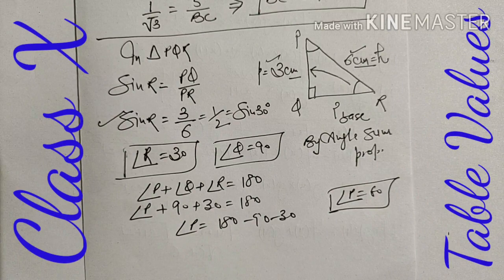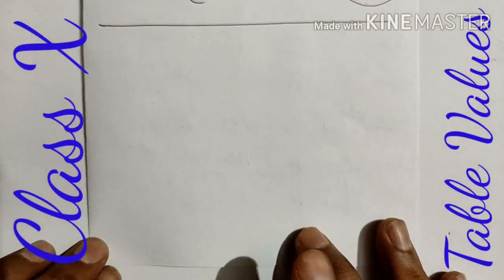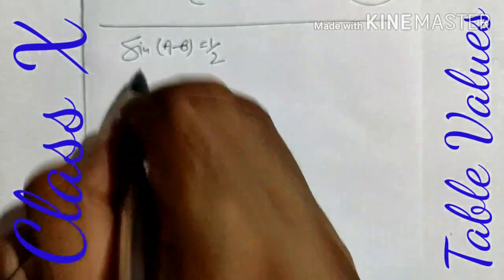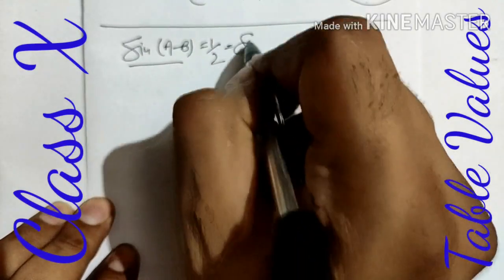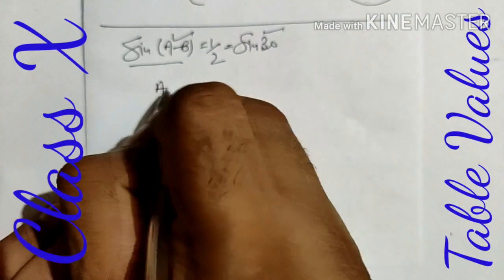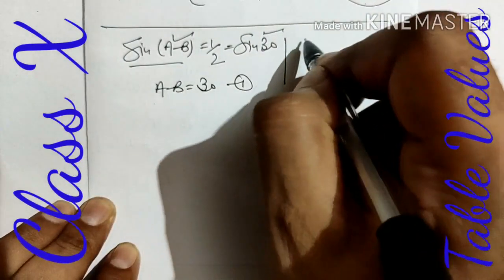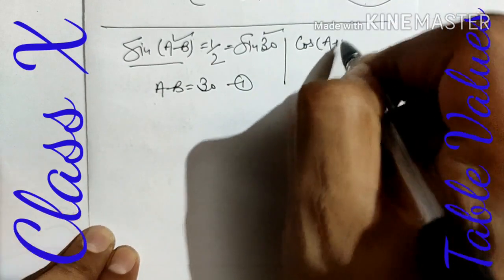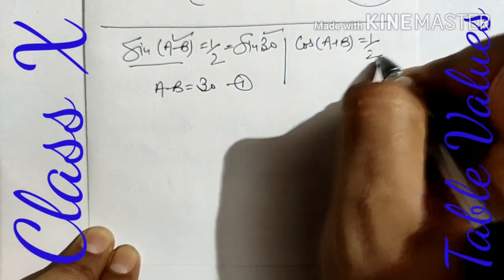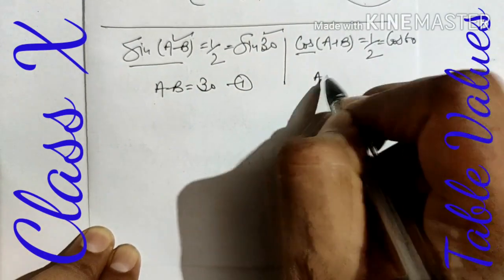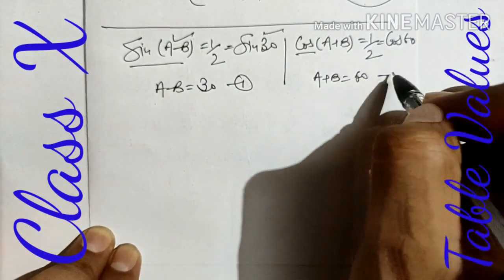Now we are moving to another example. In this example, sine of the difference of two angles is given as 1 by 2. We know that in the sine table 1 by 2 comes at 30 degree. It means angle A minus B should be 30. This is the first result we get here. And we are given cos of A plus B equal to half. In the cos table half comes at 60 degree. So we get from here that A plus B should be 60.